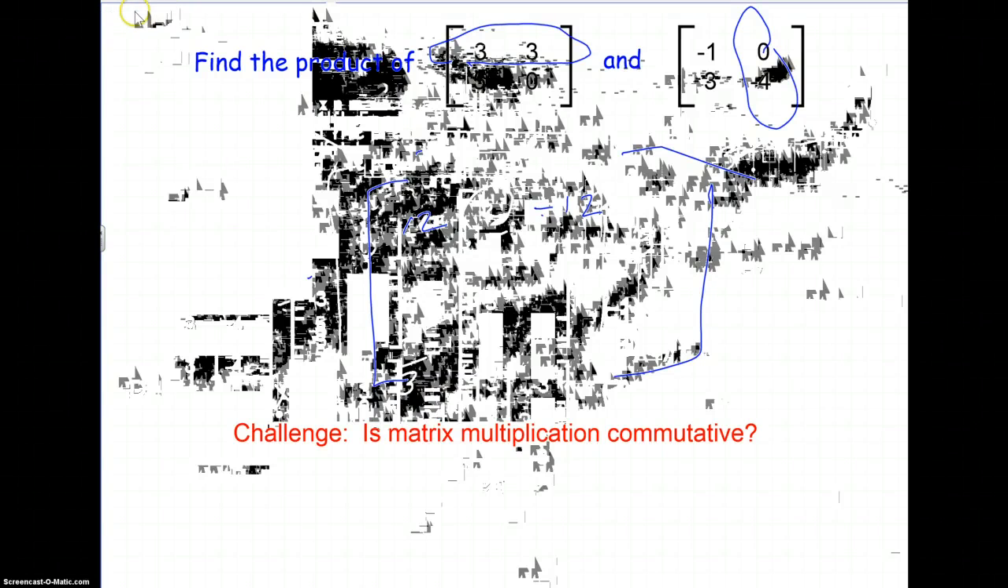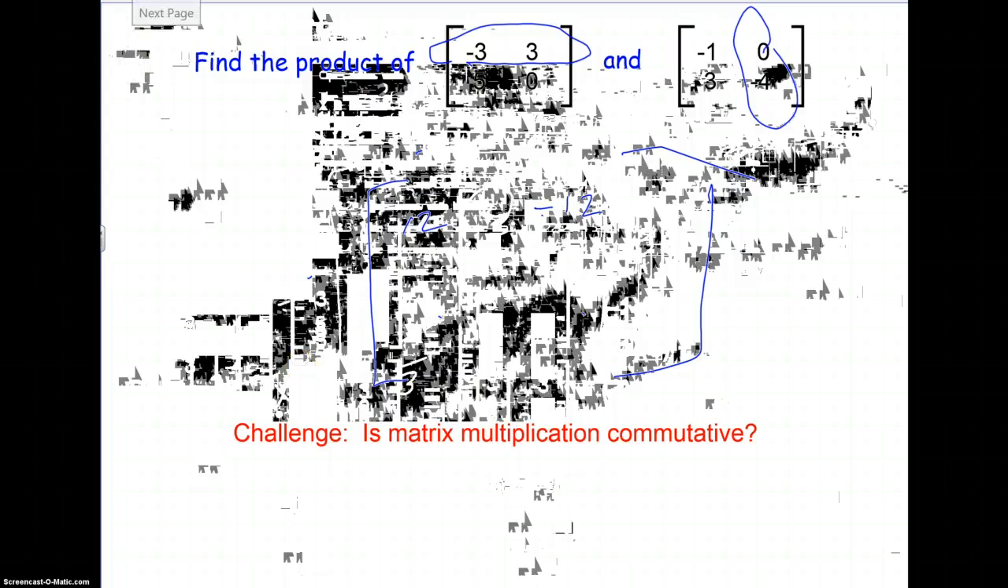And you'd complete the rest of the columns the same way. So you'd go across the bottom row and down the first column, and across the bottom row and down the second column for these two elements as well. Go ahead and practice that.